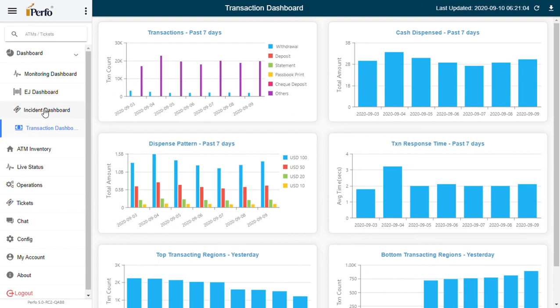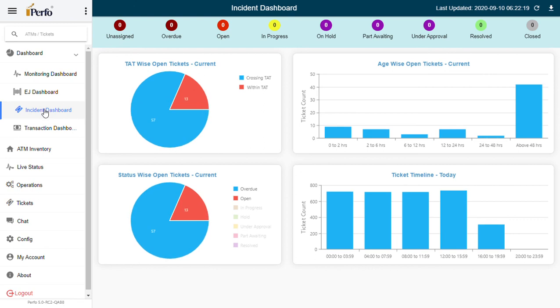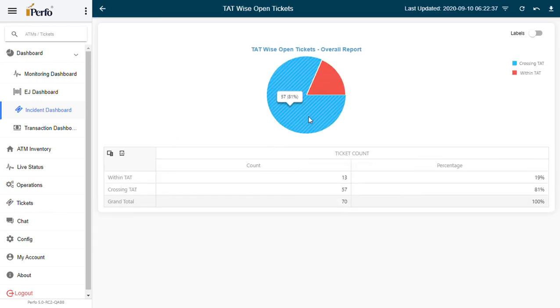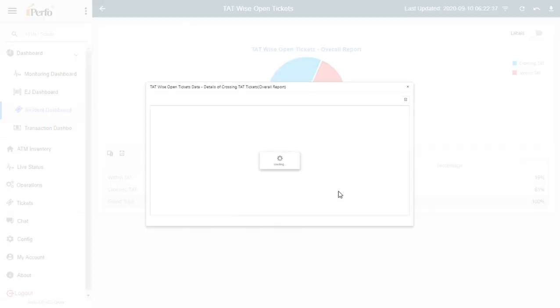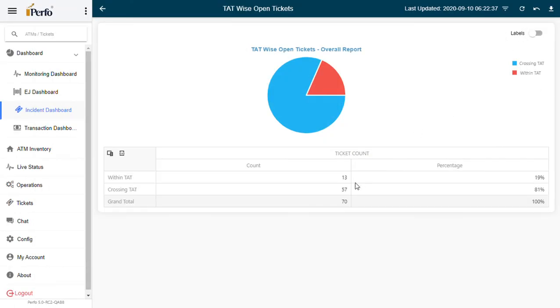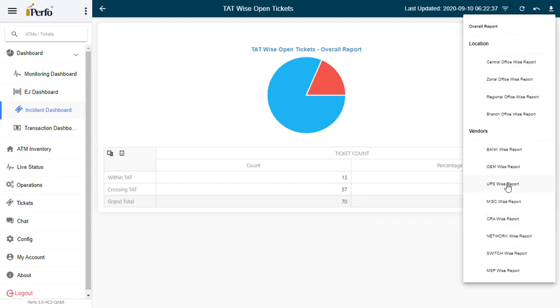Okay. Now coming to incident dashboards. This is about the errors and tickets generated by the system and assigned to FLM and SLM service providers. So now you can go deep down into each of these tickets and understand why so many tickets have gone overdue. So who is the offending agency that is responsible, and how many tickets have gone beyond escalation timelines, right?